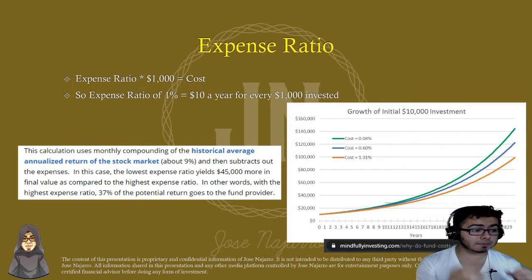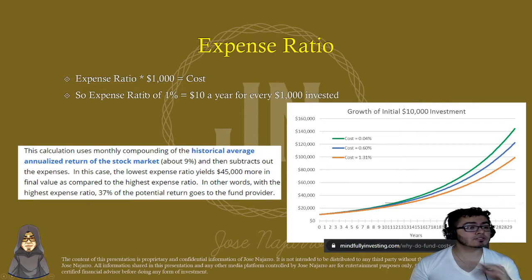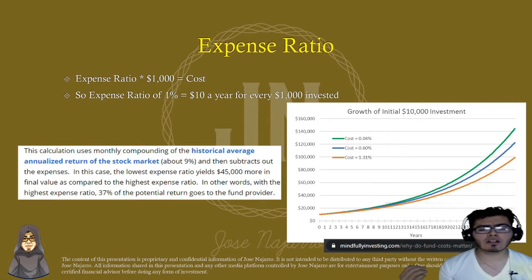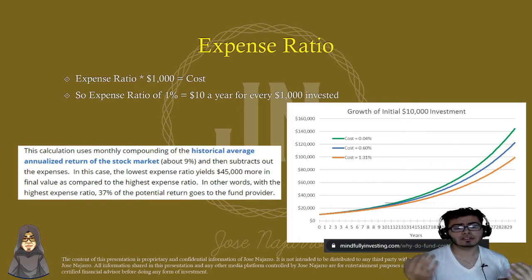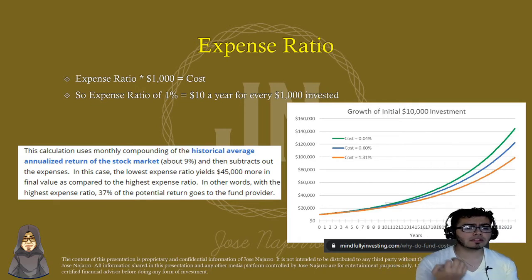Like I mentioned, the expense percentage times your total investments will give you the cost. Let's say you had $1,000. An expense ratio of 1% is $10 a year for every $1,000 invested. So for every $1,000 I have invested, I'm only paying $10. I'd be like, hey, that's actually not a bad deal. It seems like a little bit of money.